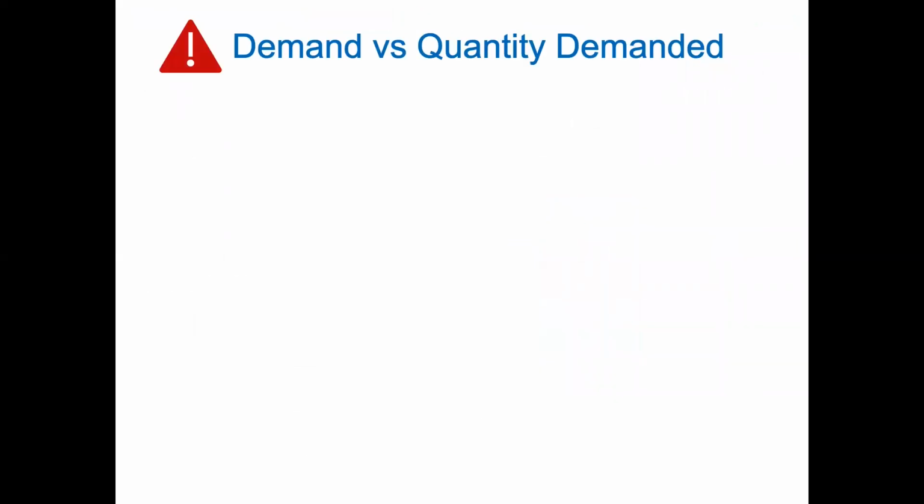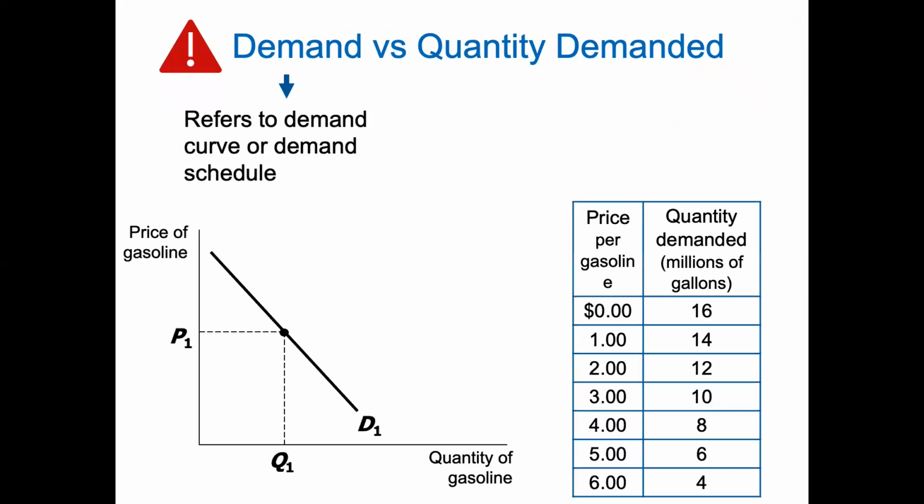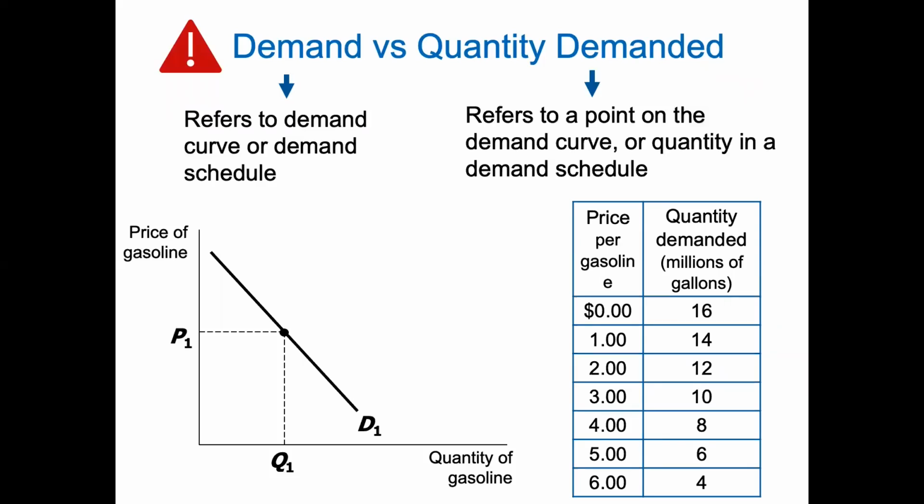It is important to know the difference between demand and quantity demanded. Demand refers to a demand curve or a demand schedule, while quantity demanded refers to a point on the demand curve or a quantity in a demand schedule.